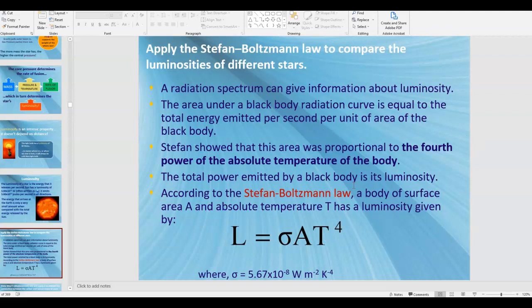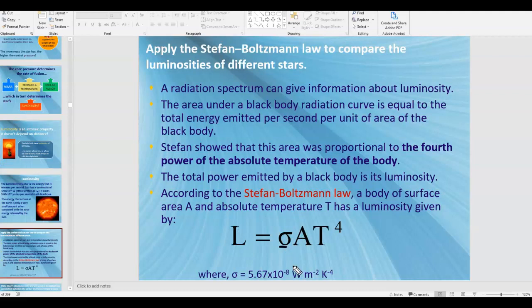So this equation right here is called the Stefan-Boltzmann law. L is the symbol for luminosity, which of course is measured in watts. This symbol right here is the Greek letter sigma.